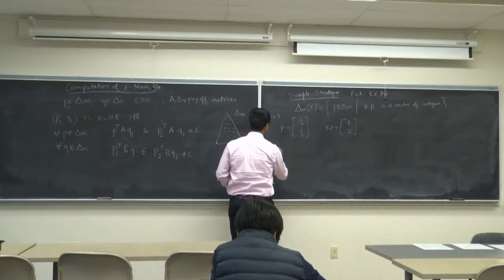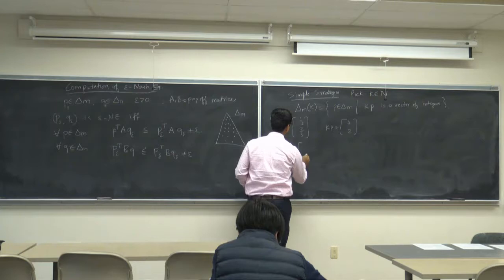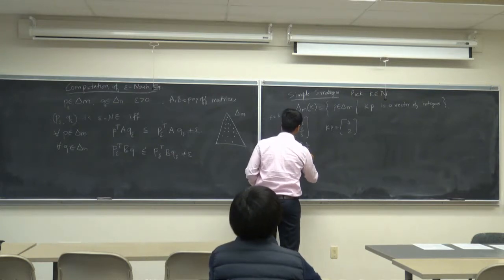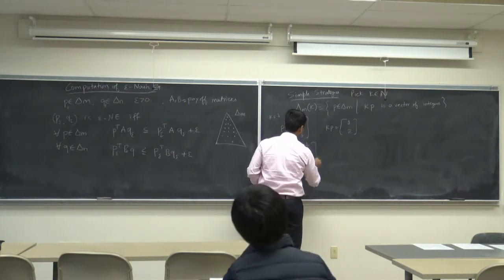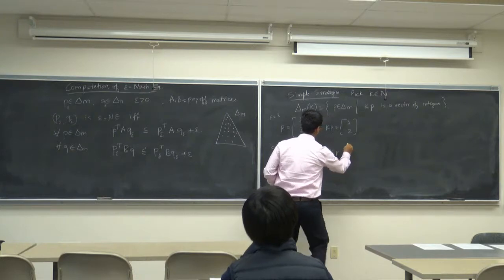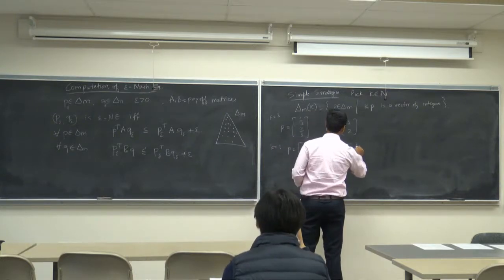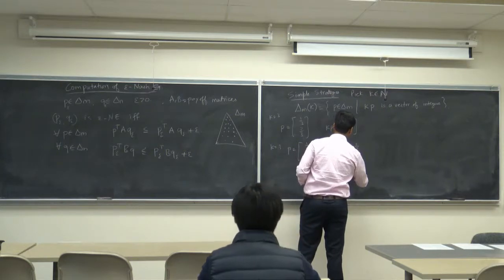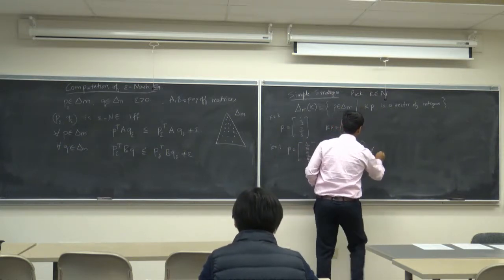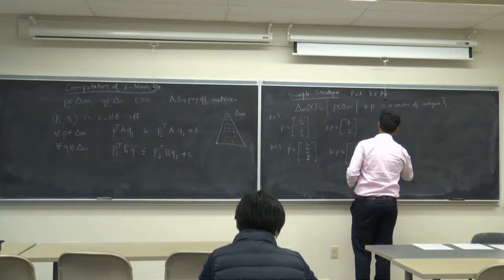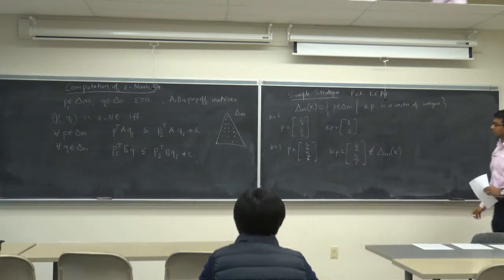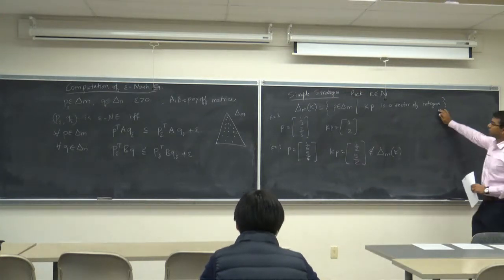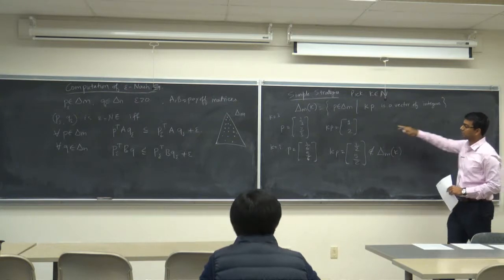If K was equal to 3 and P was equal to 1 over 6 and 5 over 6, then KP is equal to 1 over 2 and 5 over 2, so it's not in delta M K. So we want KP to be a vector of integers. Okay? That's delta M K.